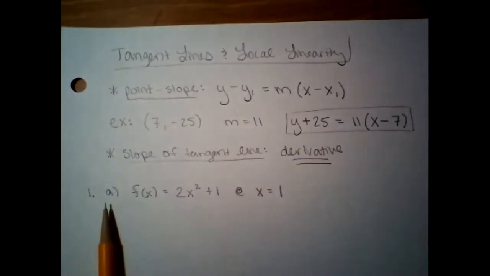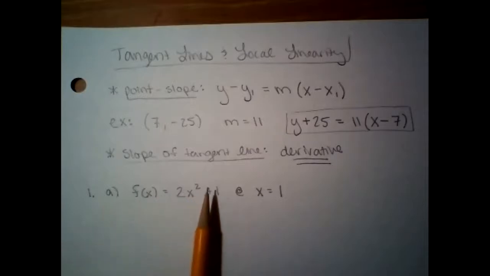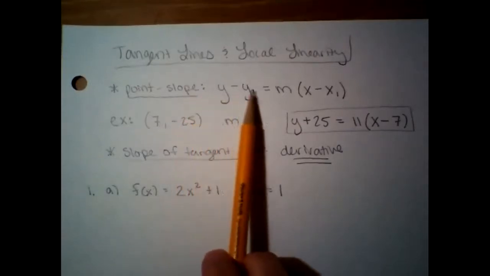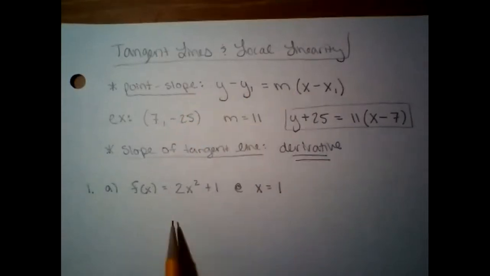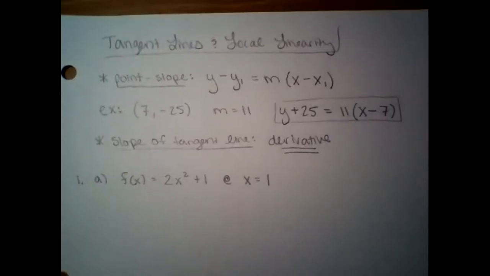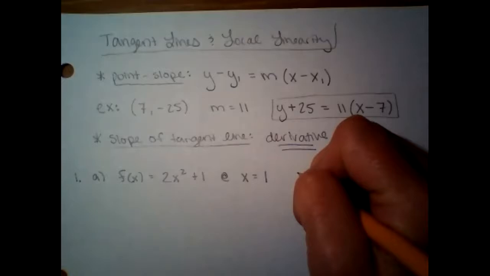And you may have noticed I called this A. I'm going to do parts B and C with this, so we don't have to start over with a whole new function. So I'm going to use all the same information. So we're going to write an equation of a tangent line, so it'll be in this format, for this function at this point. So again, you always need two things. You need a point and you need a slope. So I usually set it up so that I can fill that in.